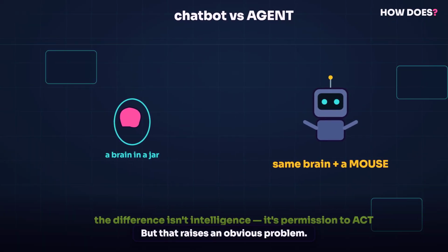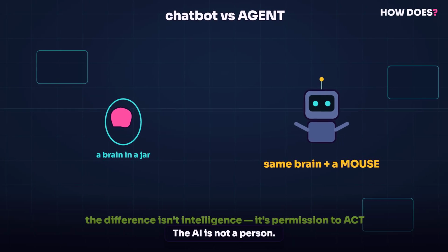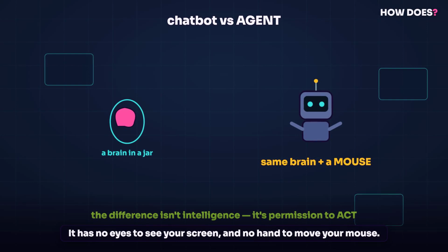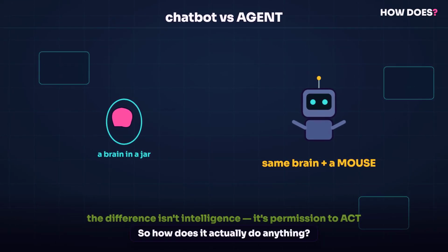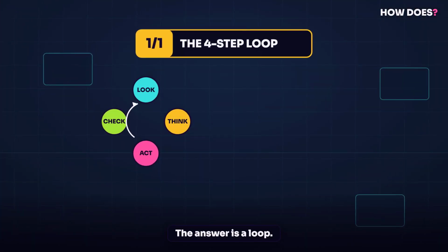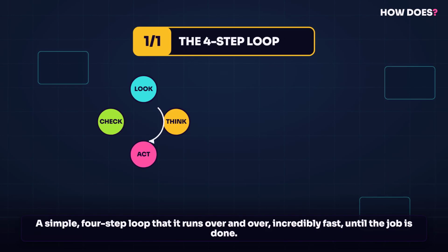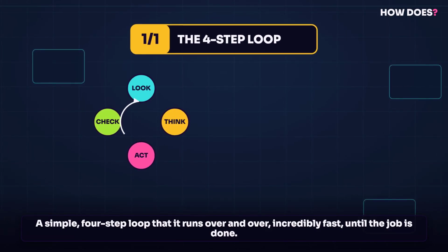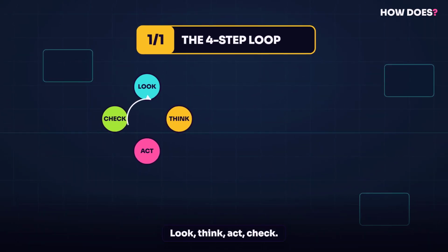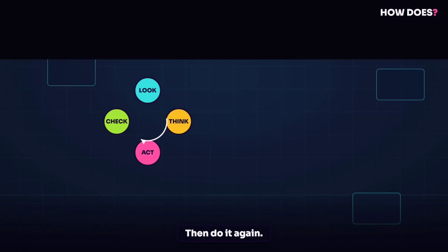But that raises an obvious problem. The AI is not a person. It has no eyes to see your screen, and no hand to move your mouse. So how does it actually do anything? The answer is a loop. A simple, four-step loop that it runs over and over, incredibly fast, until the job is done. Look, think, act, check. Then do it again.